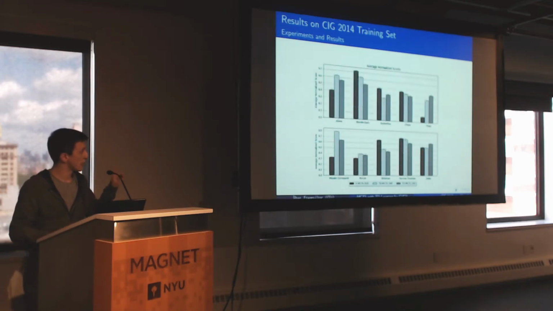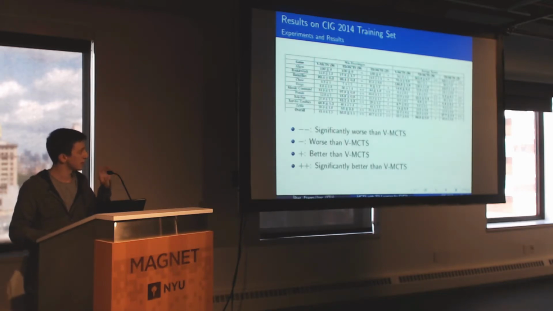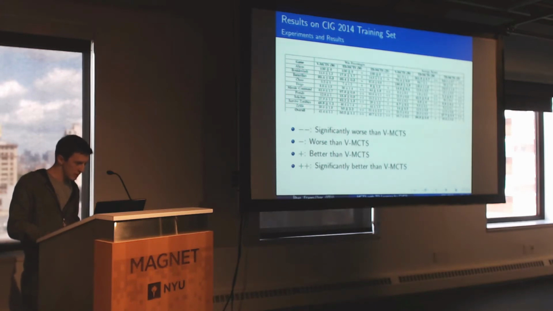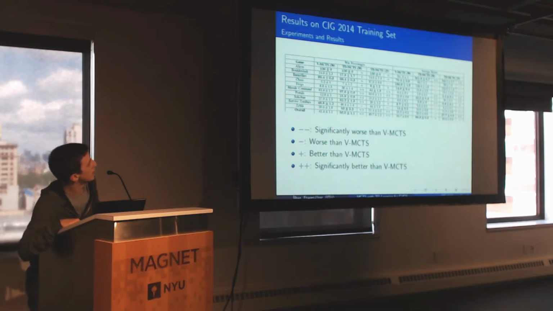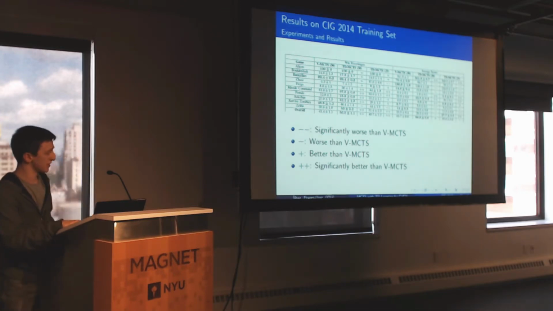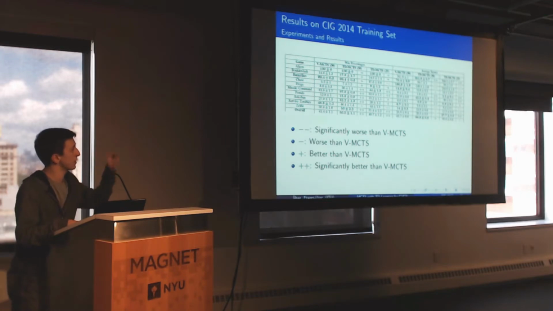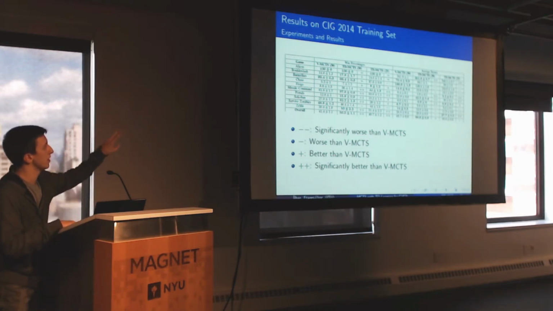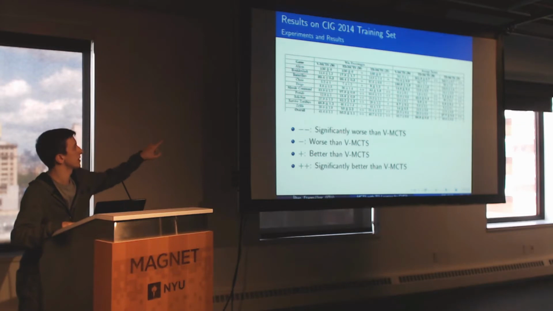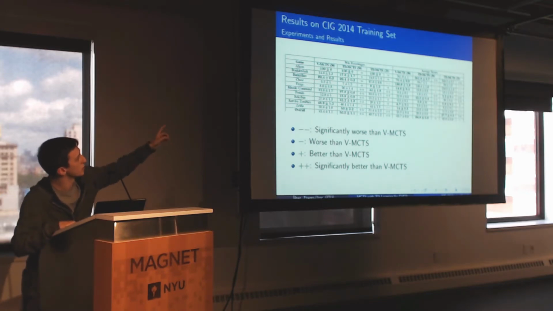I will show you tables and graphs, and I will start from the table first. As you can see, these are the 10 games in the CIG training set. We did a statistical significance test between these algorithms. We have combined our two methods against the vanilla one, and you can see if it's significantly worse or significantly better in the next columns.